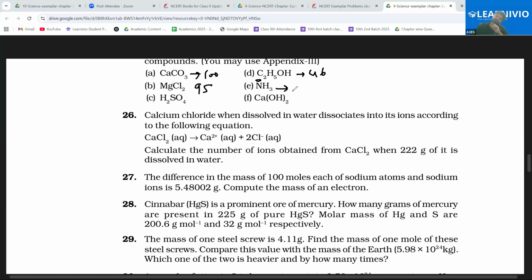It is 17. H2SO4. 98. This one. 74. Okay, you've done well. Getting great.